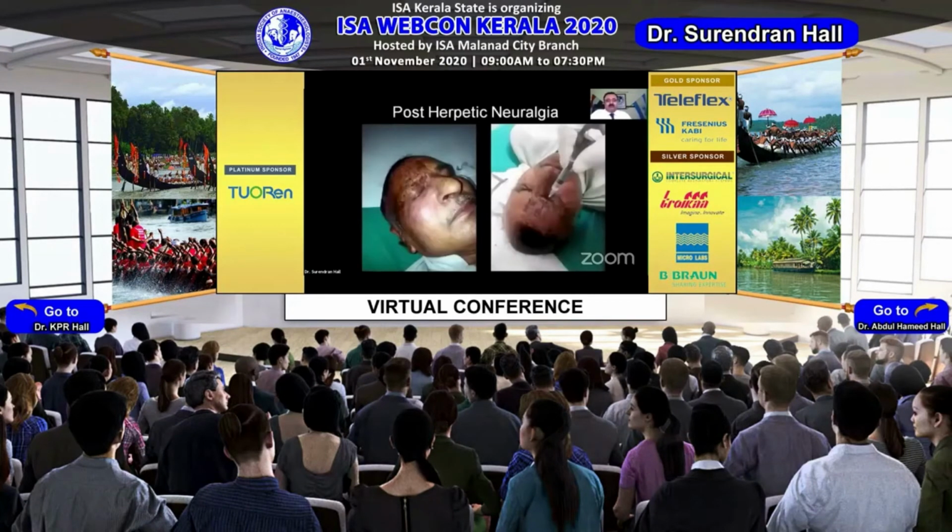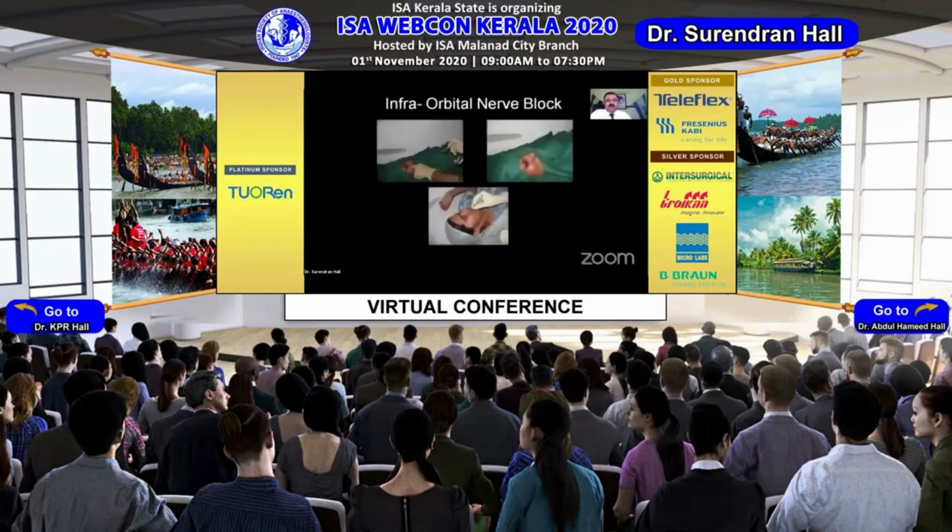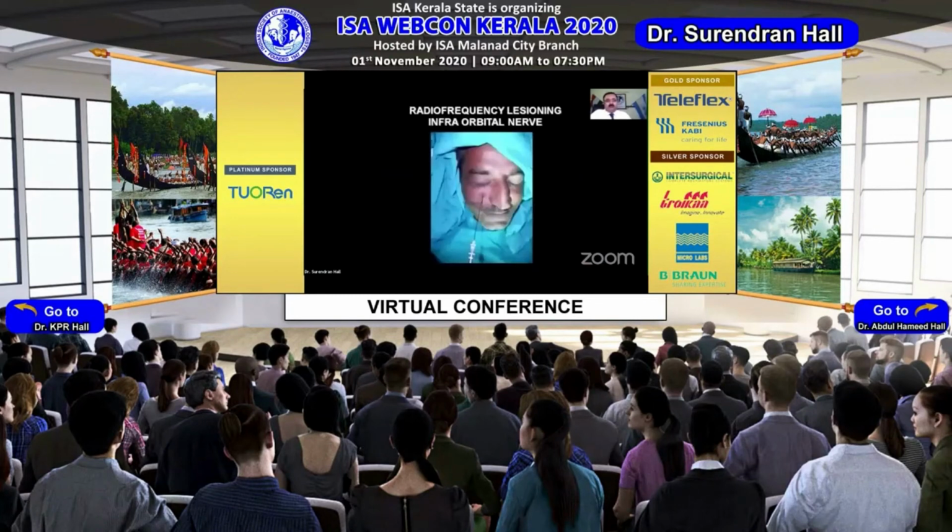Postherpetic neuralgia can also follow herpes zoster infection. So this is herpes zoster affecting the supraorbital and supratrochlear division of the trigeminal nerve. If pain is there in the infraorbital nerve, then an infraorbital nerve block is given. We have compared radiofrequency with injection of local anesthetic with corticosteroid and found that radiofrequency lesioning of the infraorbital nerve is not that effective.